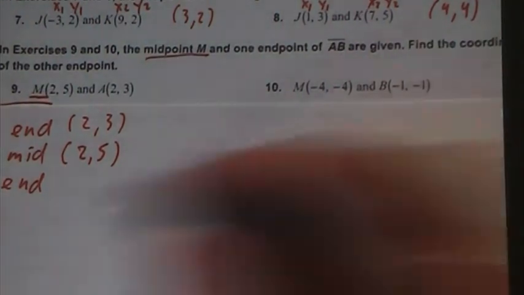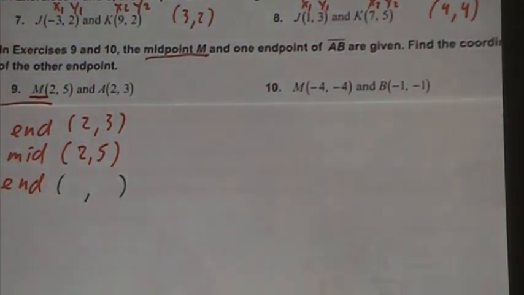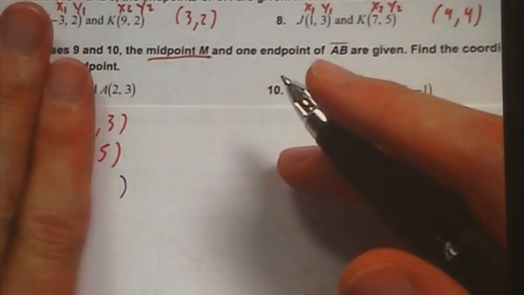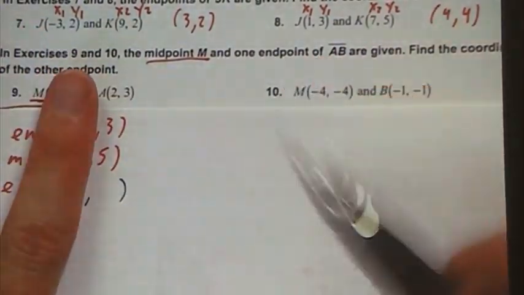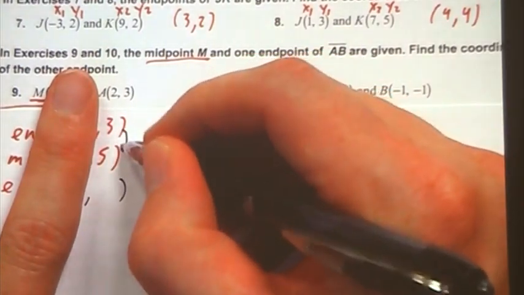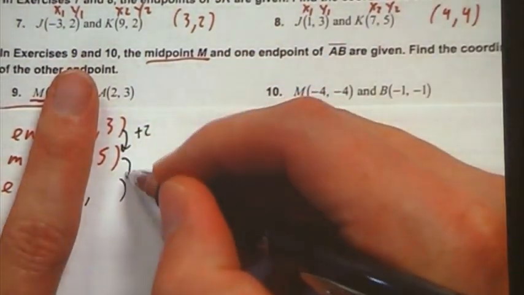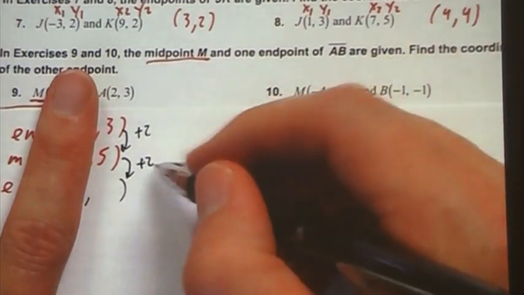Now, we're going to say, what's the pattern that we see here? And I'm going to cover up either the x or the y. Well, what's happening in my y? I jump from 3 to 5. 3 plus what is 5? Well, 3 plus 2 is 5. Then we repeat the pattern. 5 plus 2 is 7.